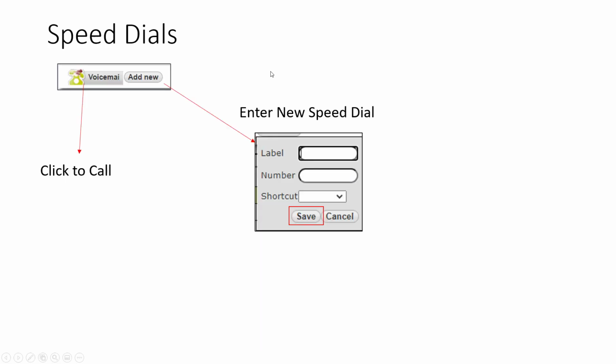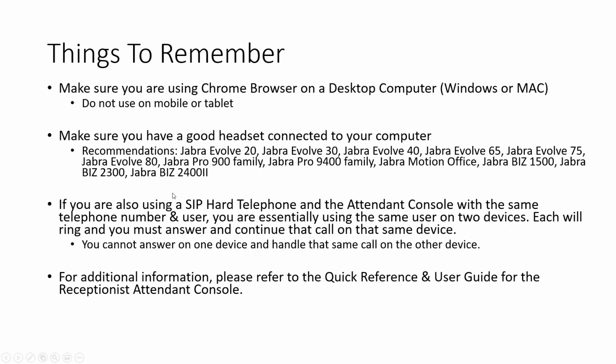And finally, speed dials. You can set the speed dials very easily by clicking Add New, type in what you want the label to appear, voicemail, maybe a speed dial for a support number, and put in the telephone number. You can also set a shortcut key if you wish and click Save. All you have to do is click that speed dial to make that call.